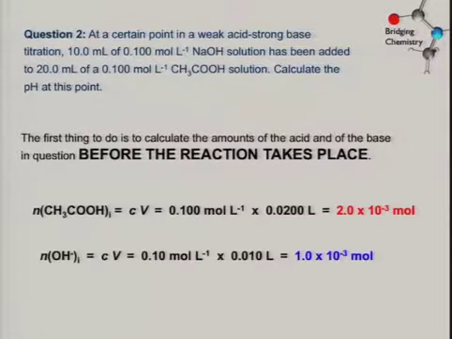Right? So the amount of the acetic acid initially, see little i's here again for initially, equals concentration times volume. And you're given the concentration and you're given the volume in the question, so you can work out the amount. It's going to be 2 times 10 to the minus 3 moles. And then we do the same with the hydroxide. And then here comes our wee table.